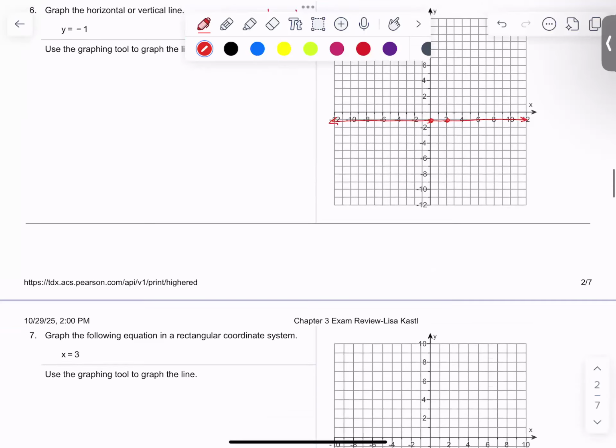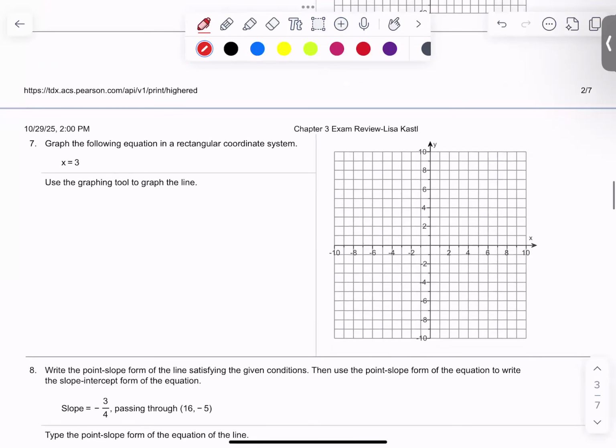All right, problem 7 is a vertical line. If we have x is equal to a constant, that is a vertical line at that x value. So we're going to go to x is 3, and then we're going to pick another point where x is 3 and draw the vertical line.